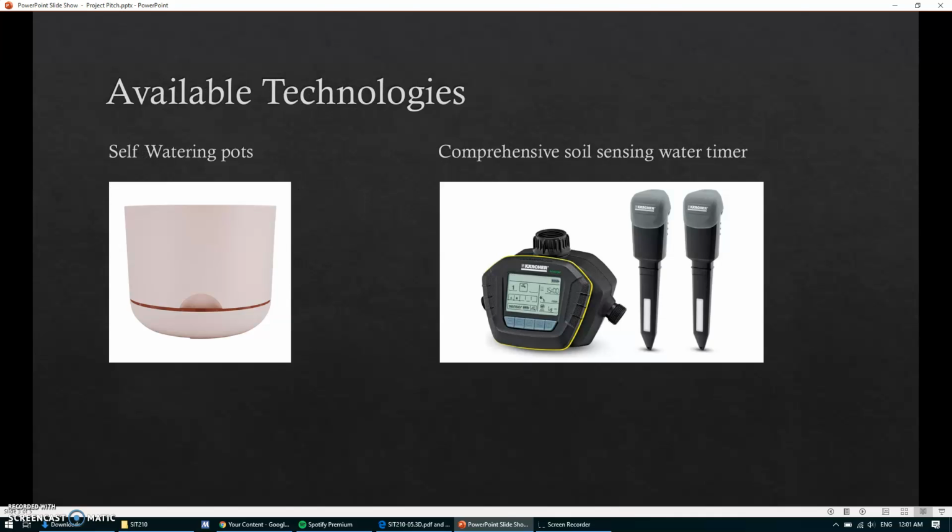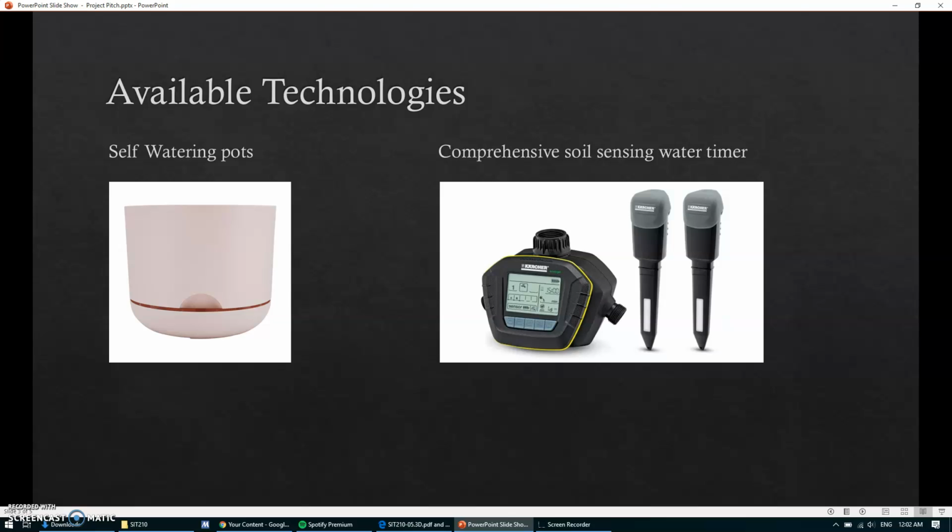The available technologies. There are some types of technologies available in the market. One of them is the self-watering pot. This works by putting some water in a reserve spot in the pot, and the water is slowly fed to the plant. The other system that is available is the compressive soil sensing water timer. With this, we have to program the system first, and depending on how we program the timer, the system will water the plant.